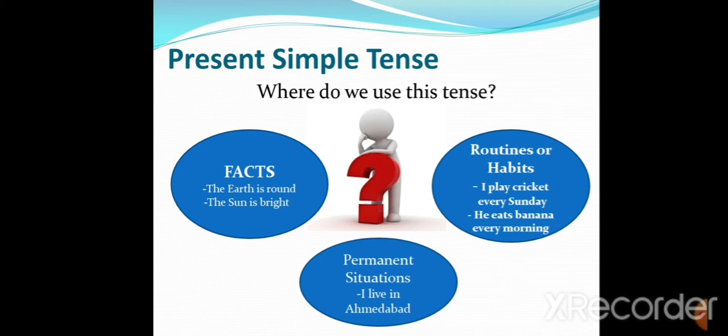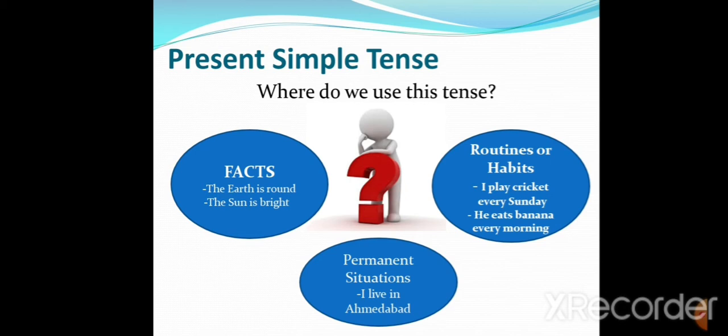So, you must be thinking, what's the difference between permanent situations and facts then? Both are true and both are not going to change. Permanent situations are for personal things and facts are for the worldly level, like facts are accepted by everybody, whereas when I talk about permanent situations, I talk about personal things. I am talking about I am living in Ahmedabad. Okay, so that's the basic difference. I hope you understood where we use this tense.